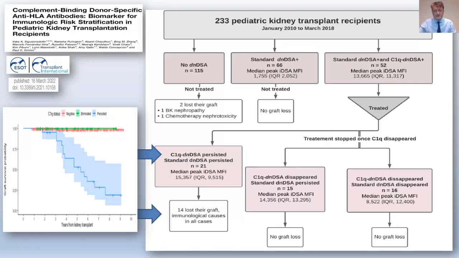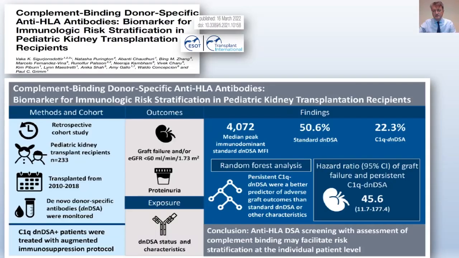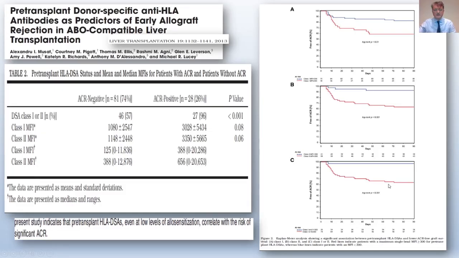dysfunction. This is a very nice pediatric kidney study from the US showing that the persistence of the de novo DSA binding complement is related to graft loss, while the patients in whom these antibodies disappeared over time on treatment did not lose the graft in the long term. Therefore, the hazard ratio of this complement-binding de novo DSA is very striking. So this is an important message from this study.